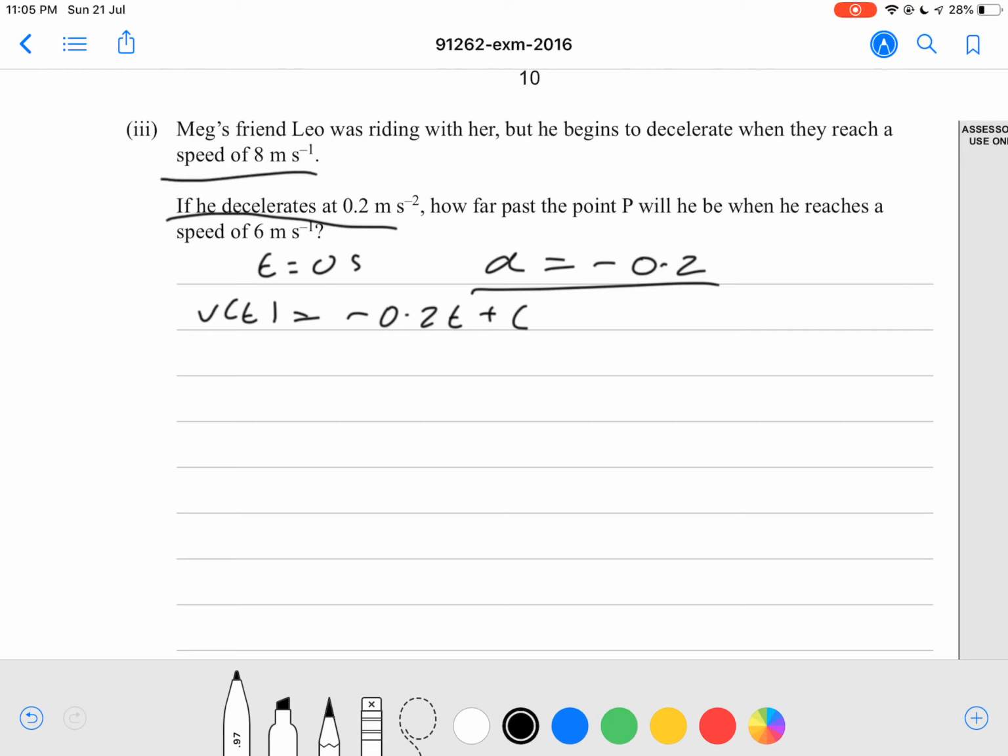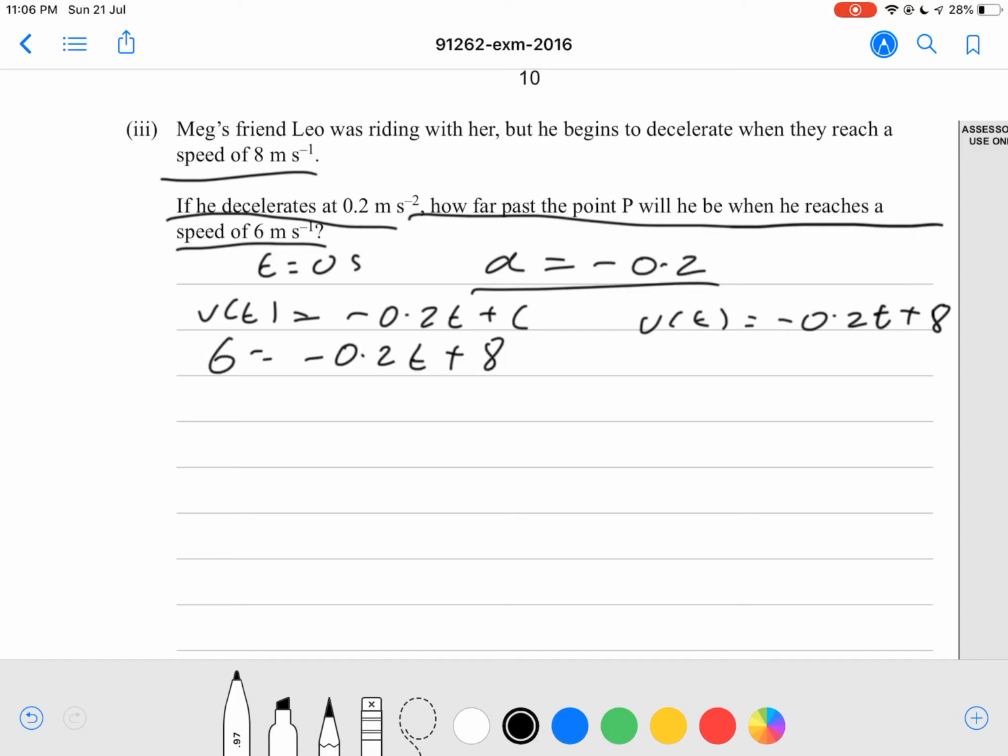Originally, the speed was 8 meters per second. So therefore, when our time was 0, the speed was 8. So therefore, we can say that our v of t was actually negative 0.2 t plus 8. So how far past point P will he be when he reaches a speed of 6 meters per second? How long does it take for him to reach a speed of 6 meters per second? And how far has he traveled in that time? So 6 equals negative 0.2 t plus 8. If we move the 8 to the other side, it becomes negative 2 equals negative 0.2 t. Therefore, you work out your t equals 10 seconds.